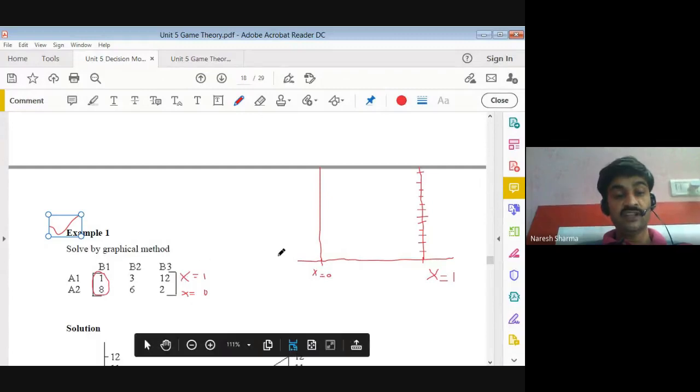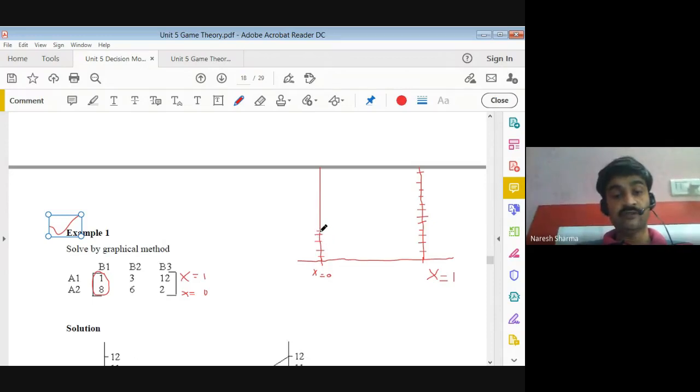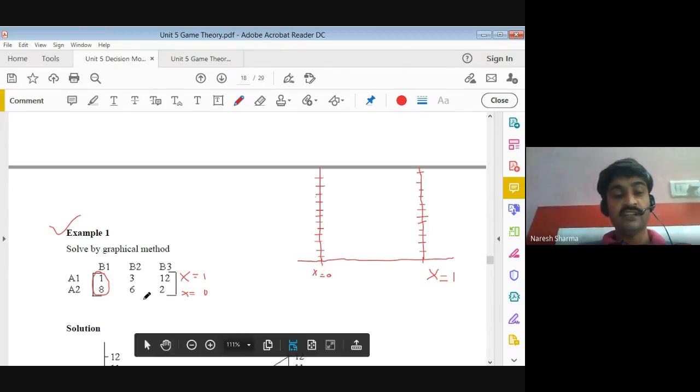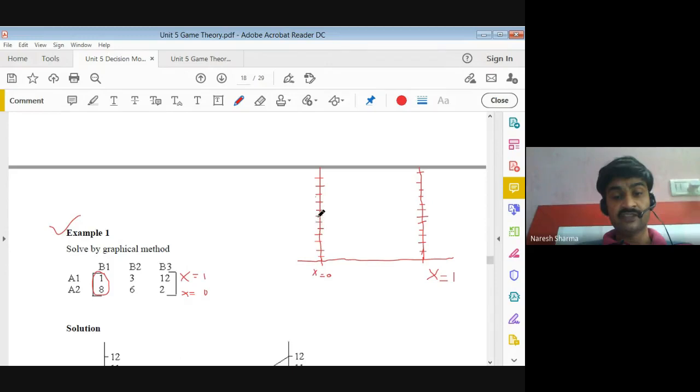So this is your 1, and similarly we can write here 1, 2, 3, 4, 5, 6, 7, 8, 9, 10, 11, and 10. So you can write it in the graph properly, right? So this is your 1 and 8. So you write 1 here and 8 here. So it is 1, 5, 6, 7, 8. So this is your 8. So now just join these two lines.